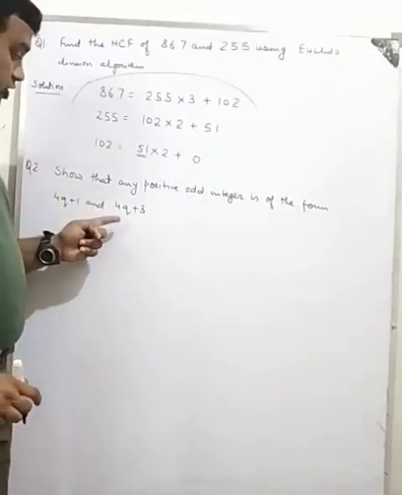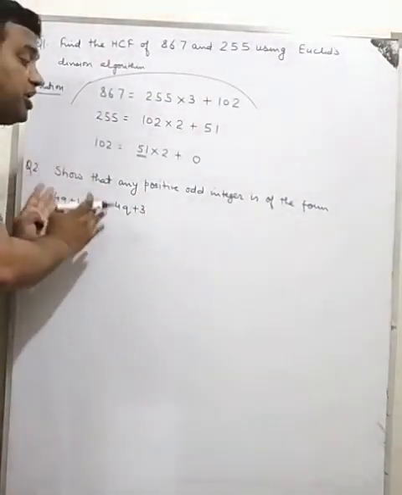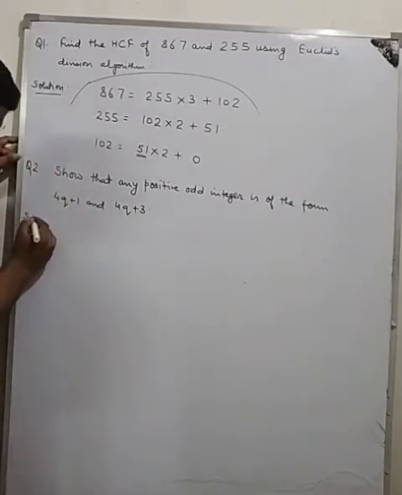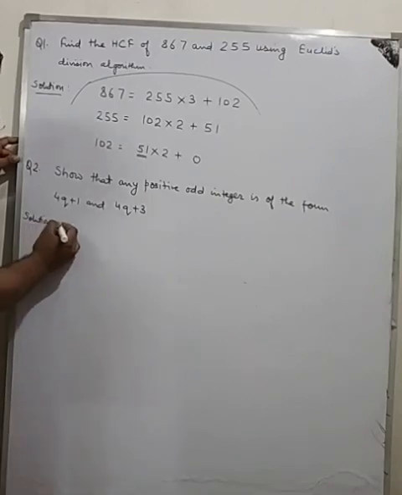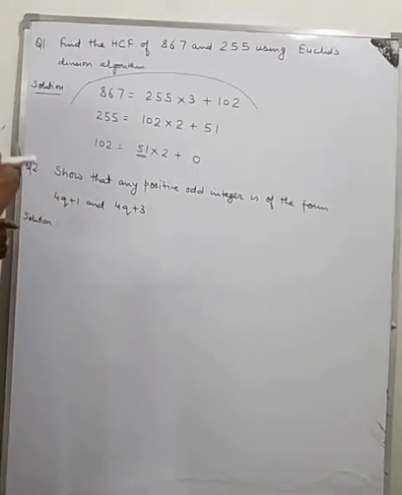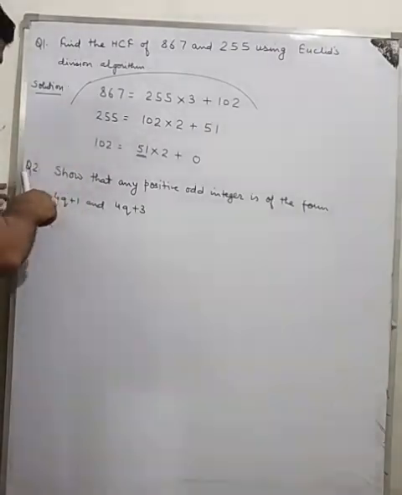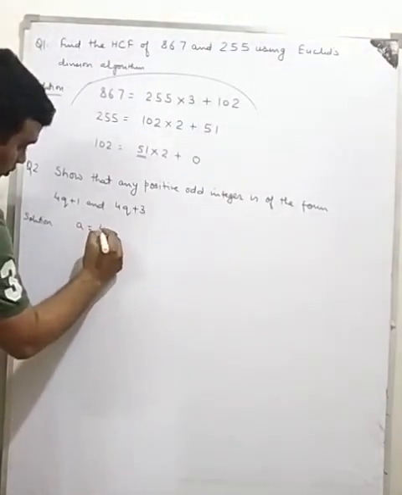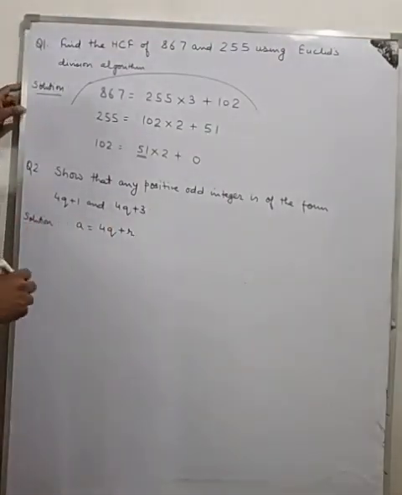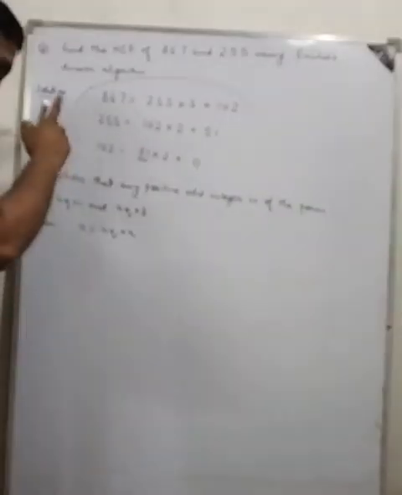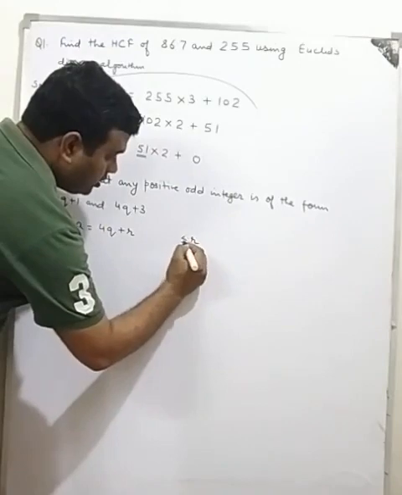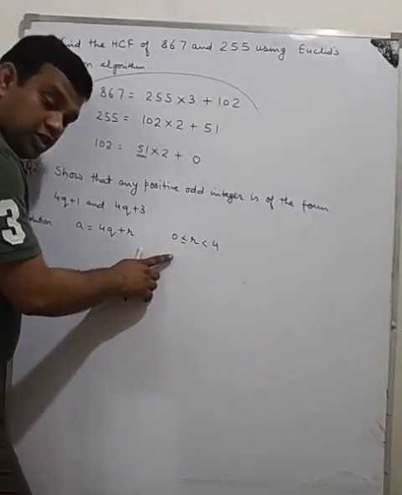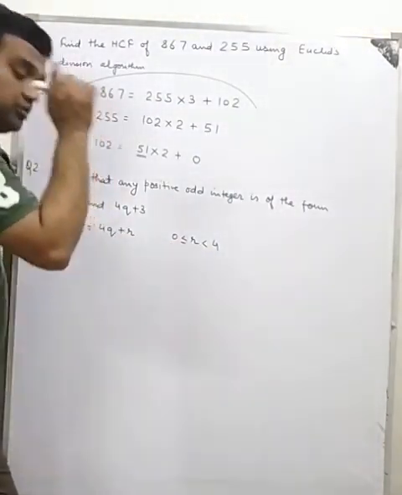Now for such type of question, the solution is hidden in the question itself. Here in the solution we will choose a number where the divisor is 4, because here it is 4. So let's take a is equal to 4q plus r, where r is greater than or equal to 0 and less than 4. That is, r is always greater than or equal to 0 and less than the divisor.